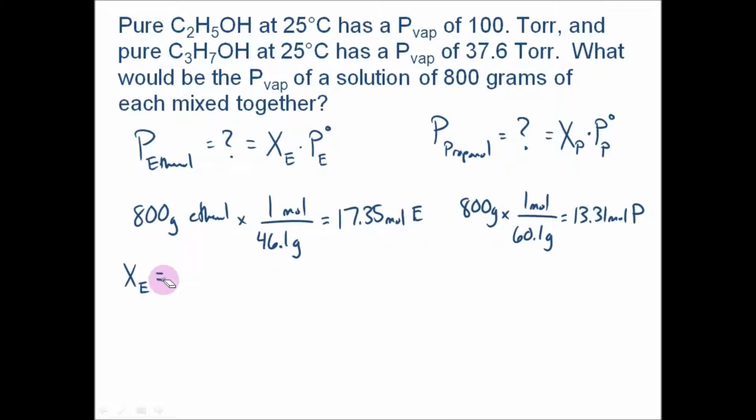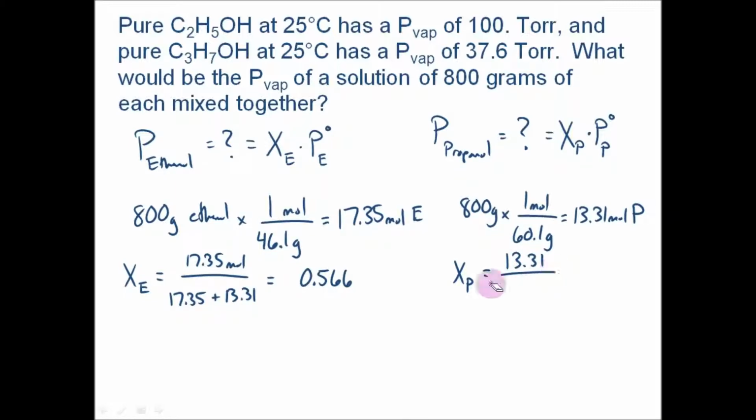Mole fraction of ethanol is the moles of ethanol divided by the total moles in the solution, which is the sum of the ethanol and the propanol. And I get a value of 0.566 mole fraction. All your mole fraction values should be less than 1. And we do the same thing for propanol. The moles of propanol over the total moles of the solution. And this value is 0.434.